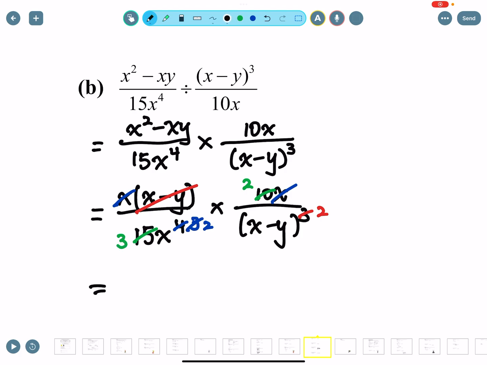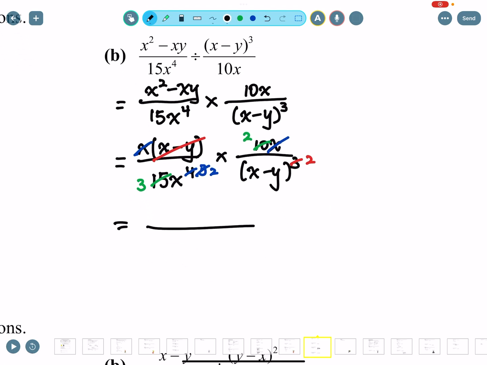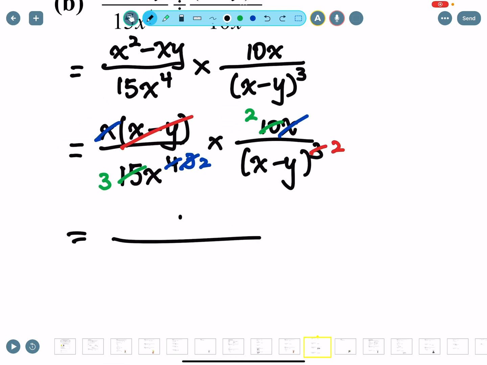So a lot of things going on. You have to be really careful. Make sure you don't miss anything. So I write down anything I did not cross out. So there is a 2 on the top. There is a 3 at the bottom.